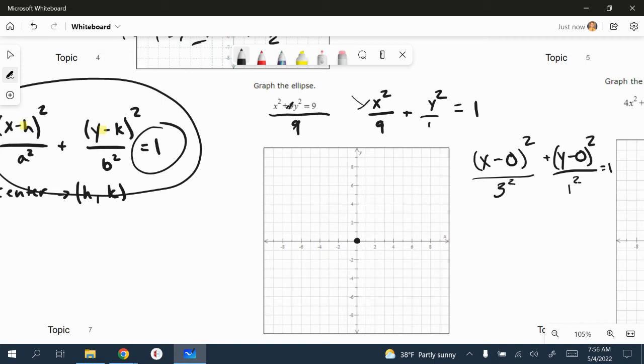That would be any time that you have just the x or the y by themselves up there. And then in the x direction, I can move 3 to the left and right, 3 and 3. And then for this one, I'm going to move 1 in the y direction. And that should be it for my ellipse.